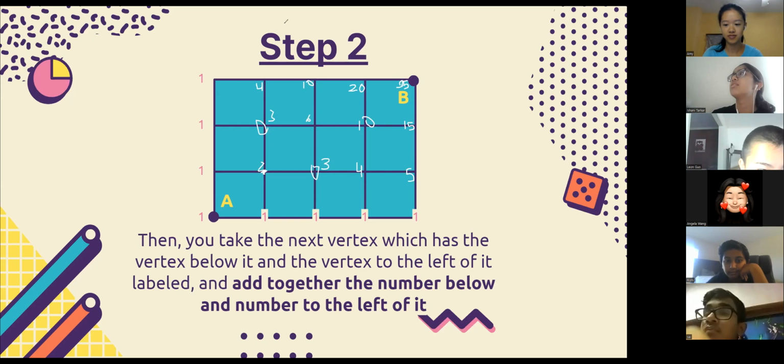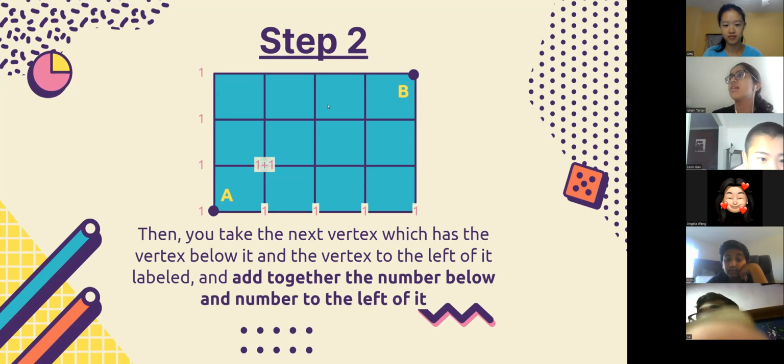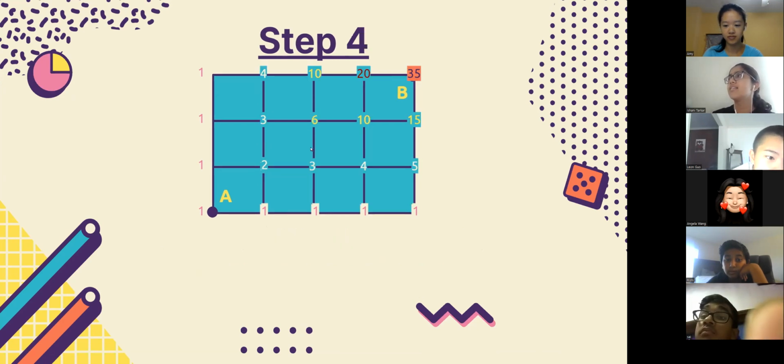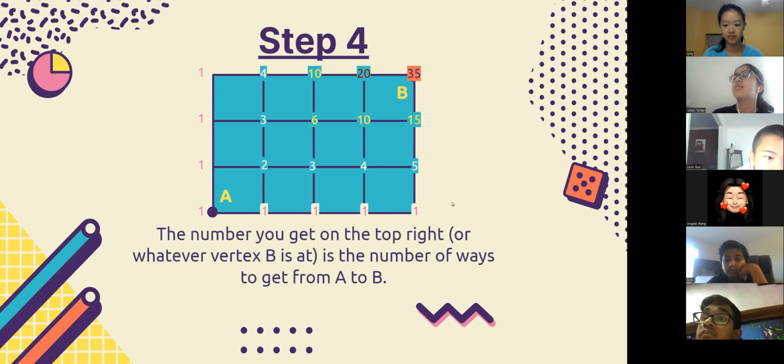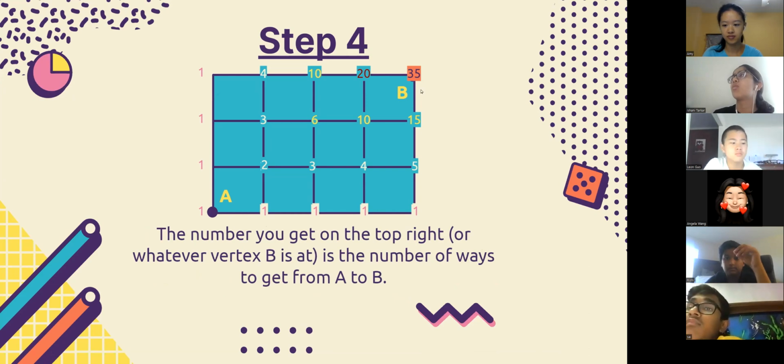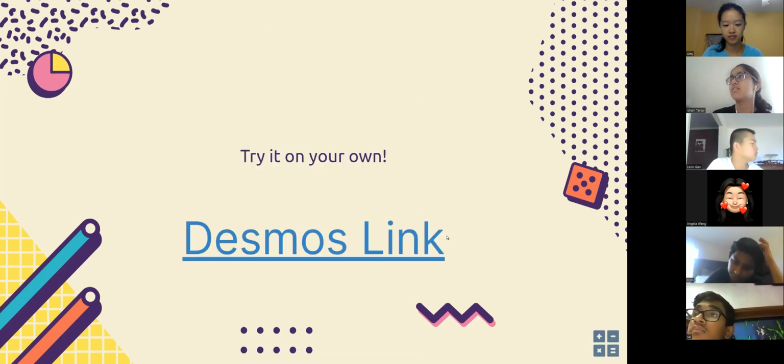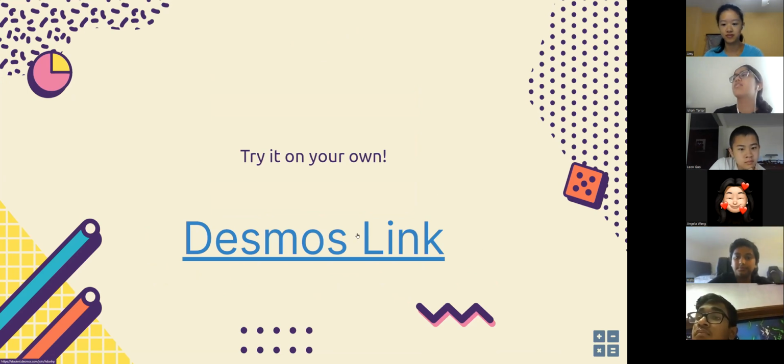So let me just clear my drawings. You can see it continues like this until we get 35. As I said before, the number you get at whatever vertex B is the number of ways to get from A to B. So we are going to try an example. Actually, first, does anyone have any questions?